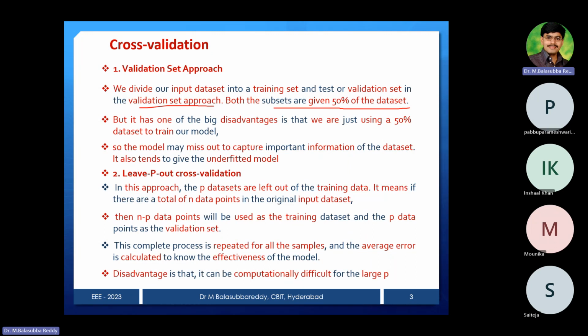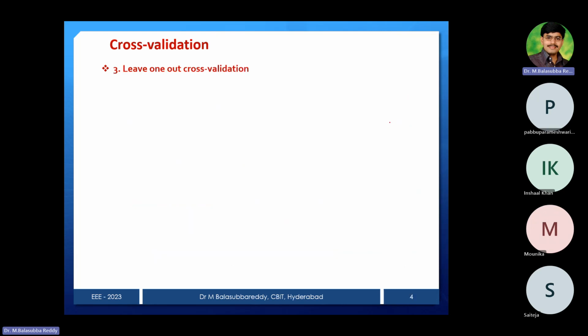In this, the disadvantage is that it is computationally difficult for a large P. If it is a large P, we are passing every instance, and that will give computational issues.